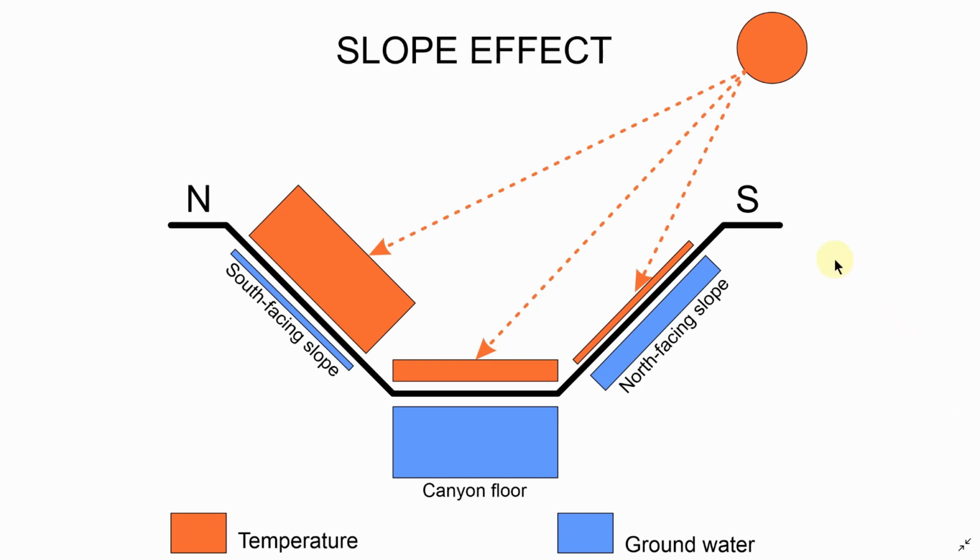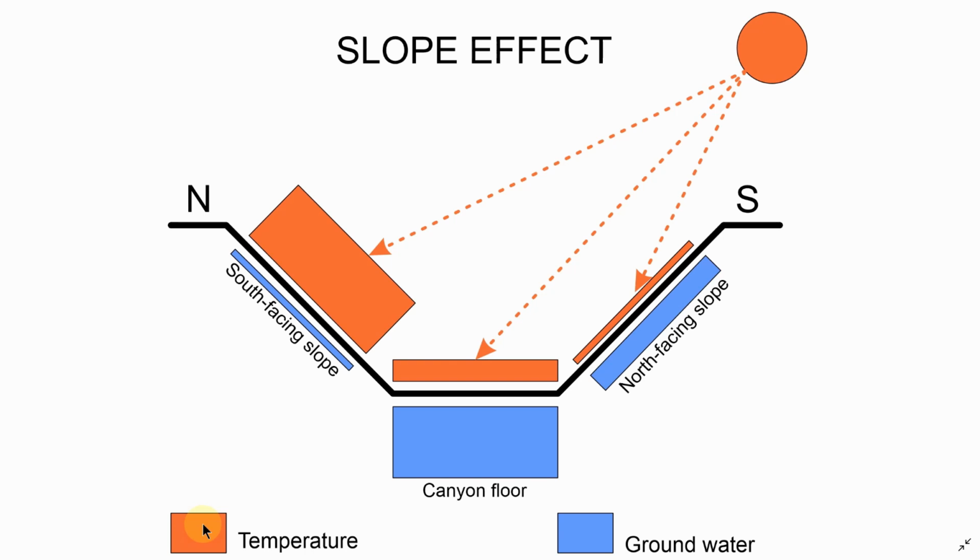What it shows is we're looking at the canyon profile. So we're looking east, down the east-west canyon, where to the left is north, to the right is south. So this is the south-facing slope over here, and this is the north-facing slope over here, and then this is the canyon floor. The colors represent different things. Blue represents groundwater, and then the red or orangish indicates temperature.